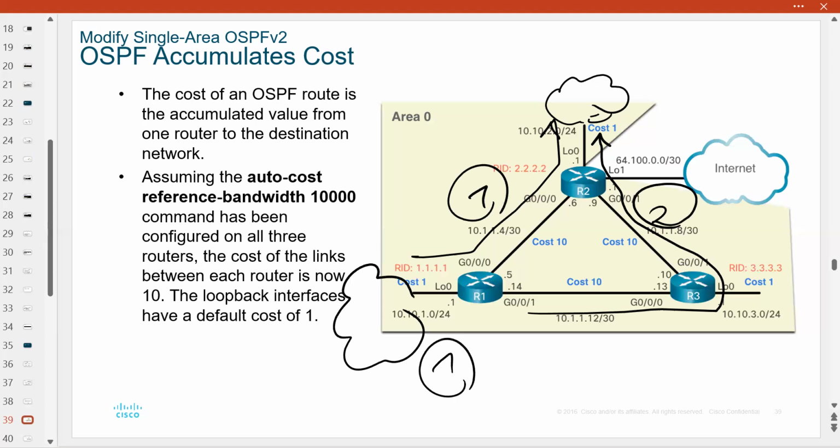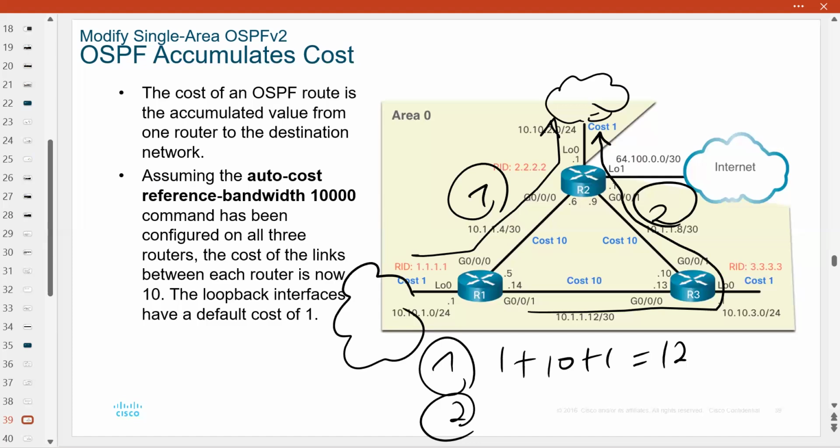If I use route number 1, the accumulated cost is, okay, let's just use the cost of the loopback interface, 1 plus 10 plus another 1, which is 12. And the cost for route number 2 is 1 plus 10 plus another 10, so this first 10 plus this 10 plus 1, which is 21. So which route will be chosen and which route will be in the routing table? This route will not be chosen because it is a higher cost. This route is the one you will see in the routing table, basically. That's how the values of cost work.